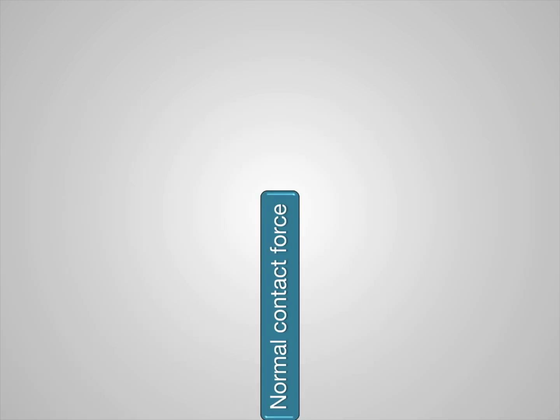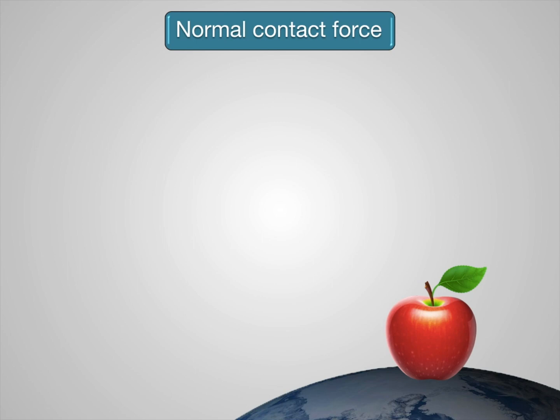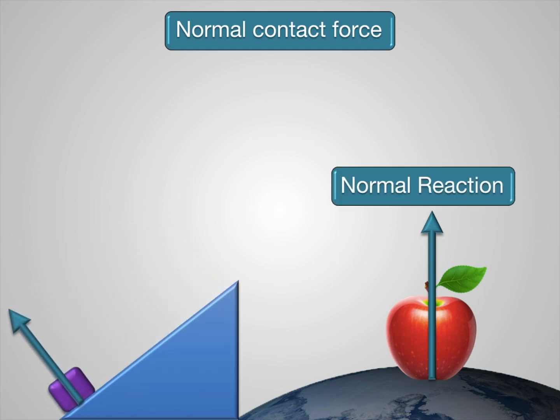The next important force is normal contact force. What does normal mean? From the way I have drawn the force, you can understand normal means perpendicular. Normal contact force should always be perpendicular to the surface in contact. For example, if you draw the apple on the earth, the normal contact force should be drawn perpendicular to the surface. It can also be called normal reaction. If something is moving on an inclined plane, then that should be the direction of normal contact force.